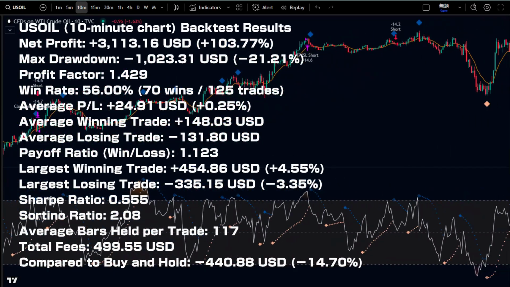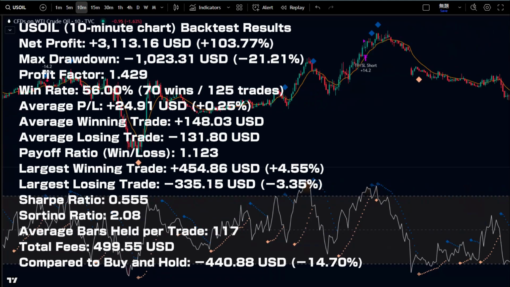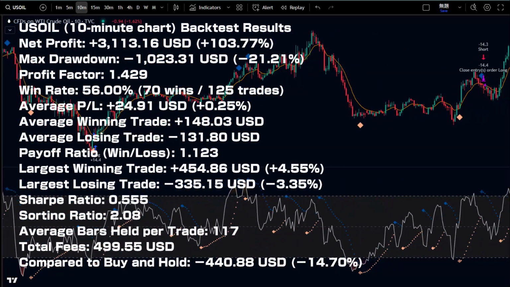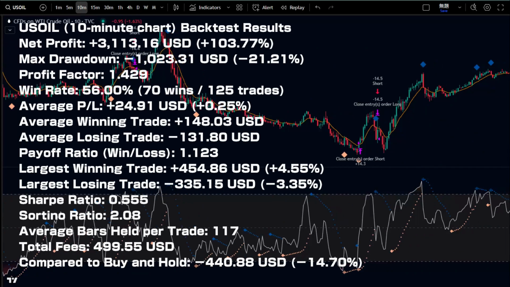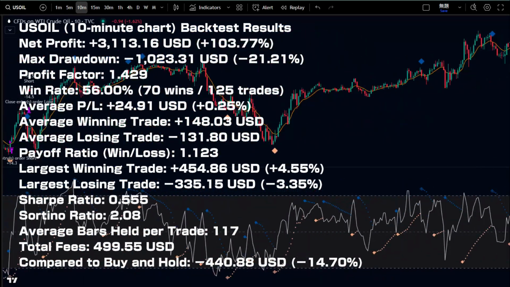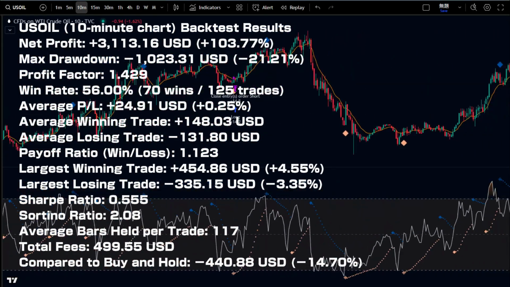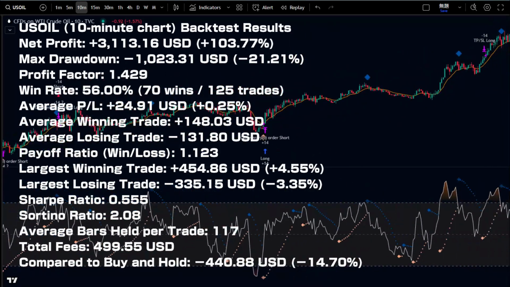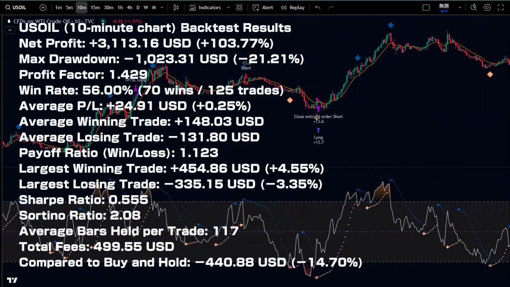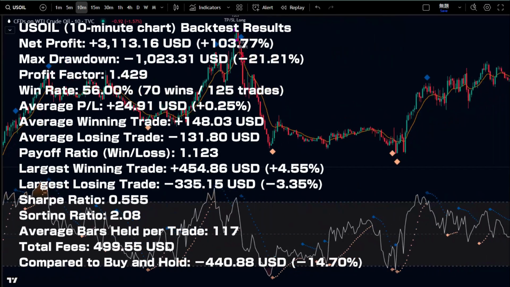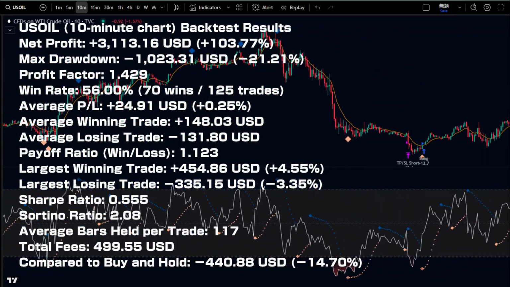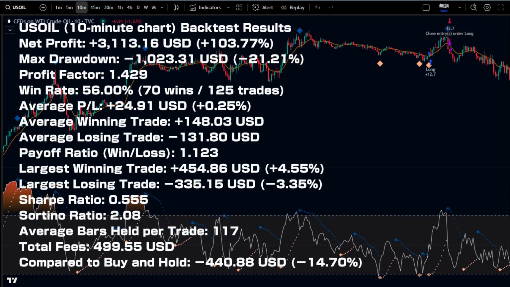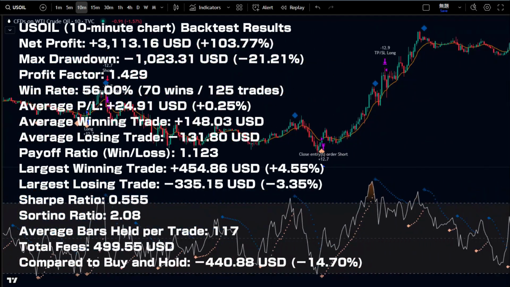Average winning trade, plus $148.03. Average losing trade, minus $131.80. Payoff ratio, win-loss, 1.123. Largest winning trade, plus $454.86, plus 4.55%. Largest losing trade, minus $335.15, minus 3.35%. Sharpe ratio, 0.555.